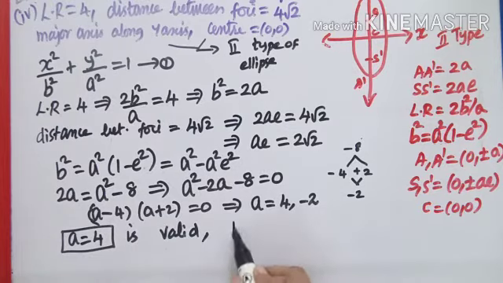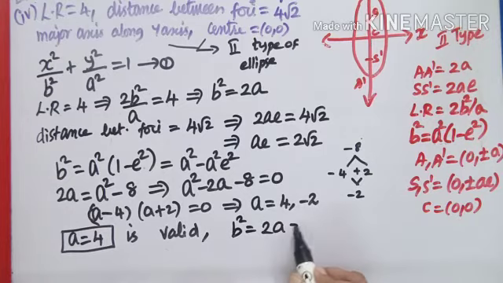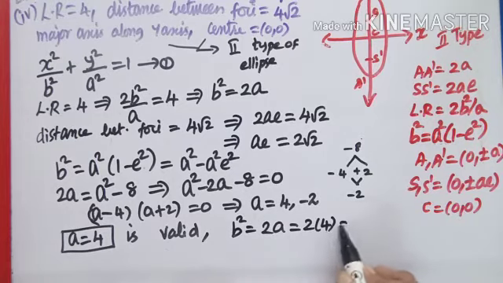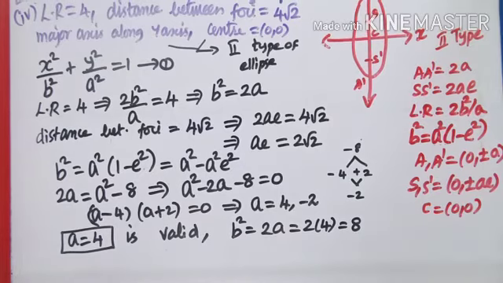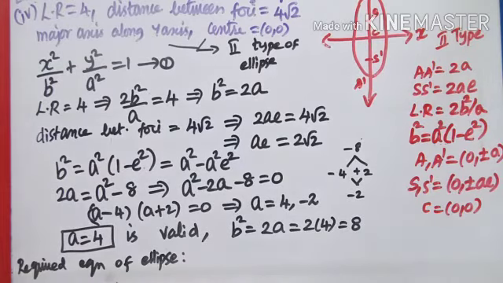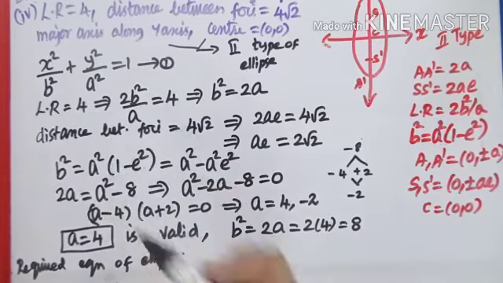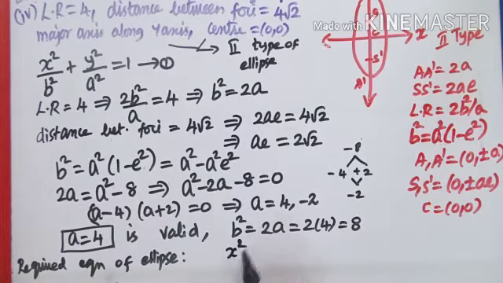From this, what is B square? It is 2A, or 2 into 4, that is 8. For the required equation of ellipse, we substitute A and B in this first equation. X square by B square is 8 plus Y square by A square, squaring this, that is 4 square, which is 16, equal to 1.